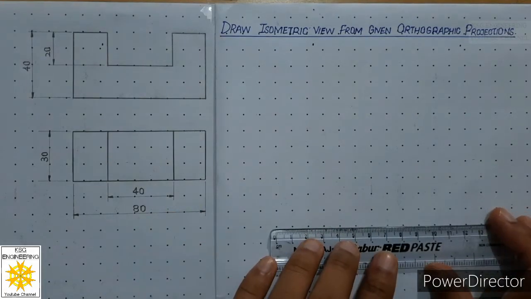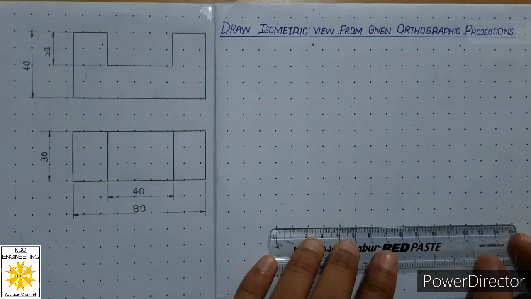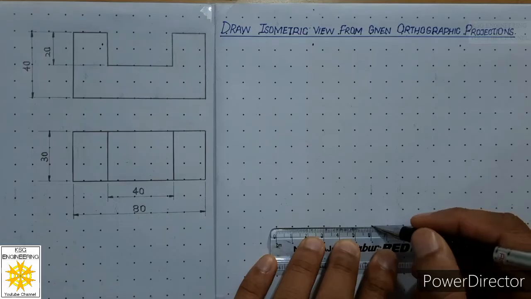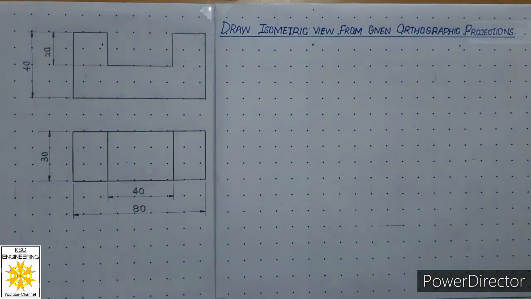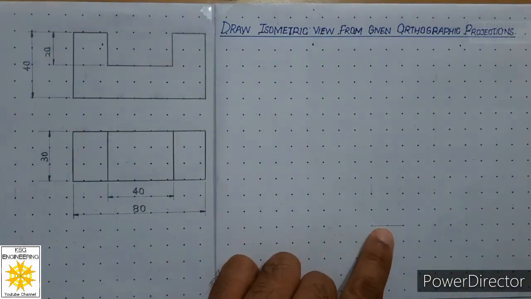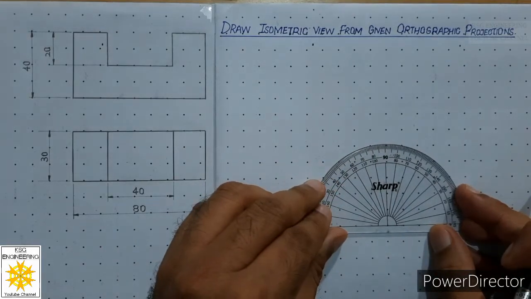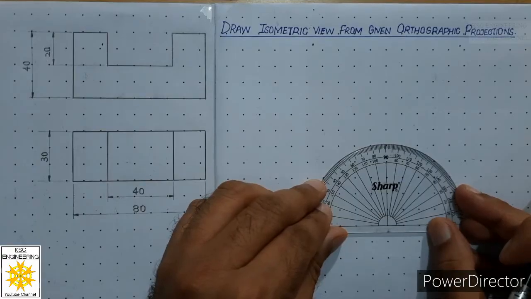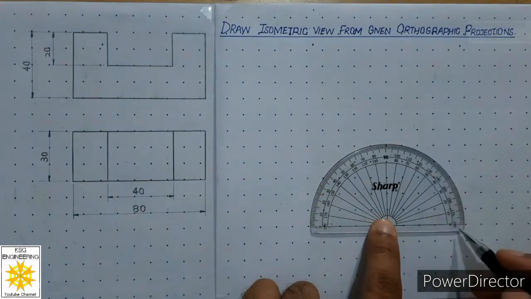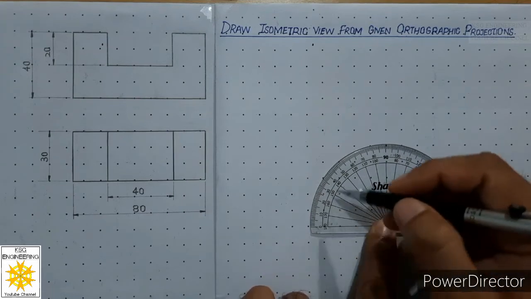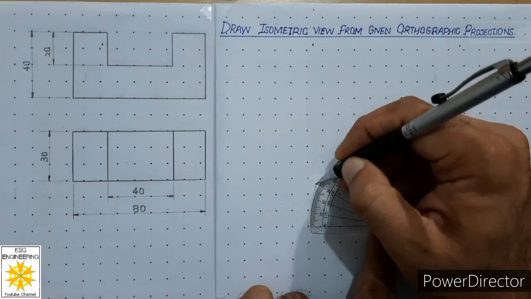So align your scale in horizontal position and draw a continuous thin line. Then choose one point on that line. On that point, place your protractor and draw 30-degree angles on both sides. So from this side, measure 30 millimeters. From this side also measure 30 millimeters and mark a point.